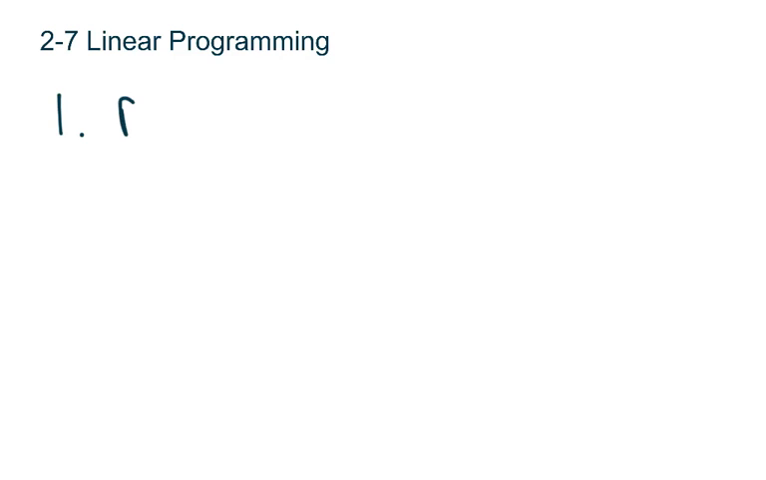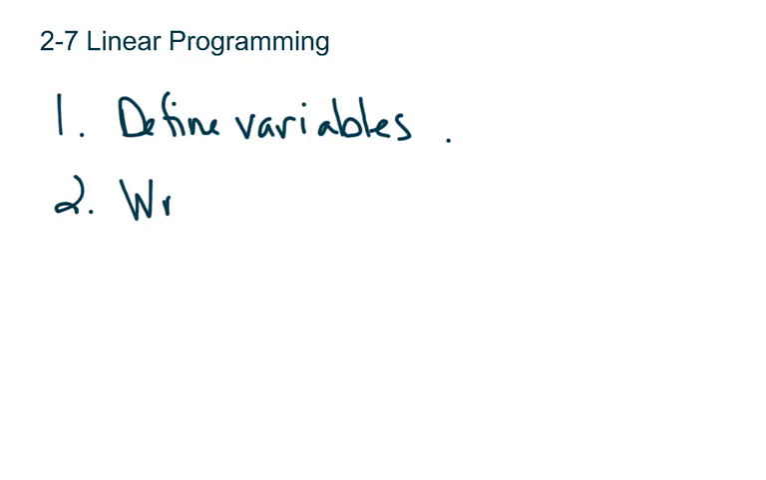The first thing we're going to do is define the variables. That means we have to figure out what the problem is asking us to find. A lot of times we use variables that represent the first letter of what we're trying to find. However, for our purposes, we're probably always going to use X and Y because those two variables are the ones we see most often. After we define our variables, we're going to write the constraints.